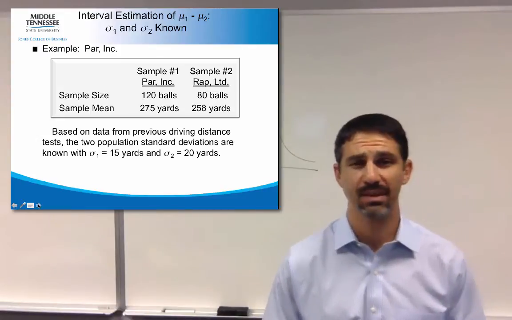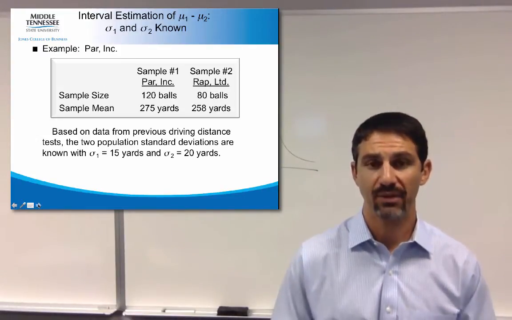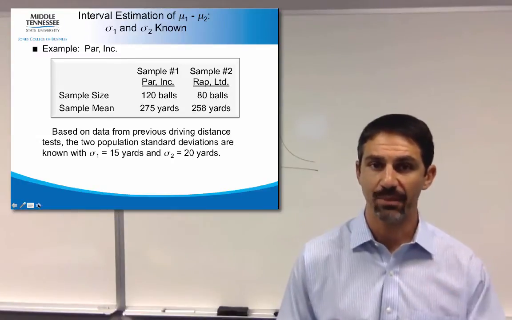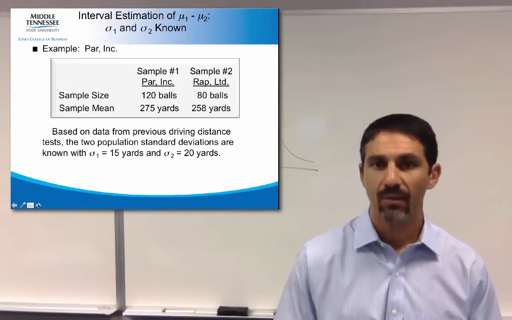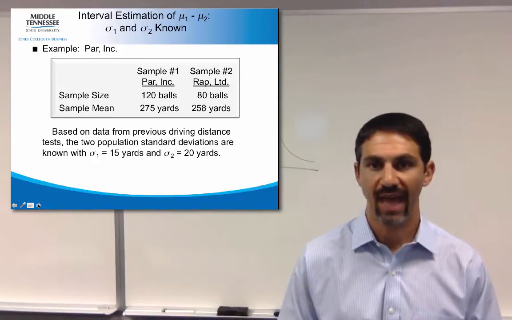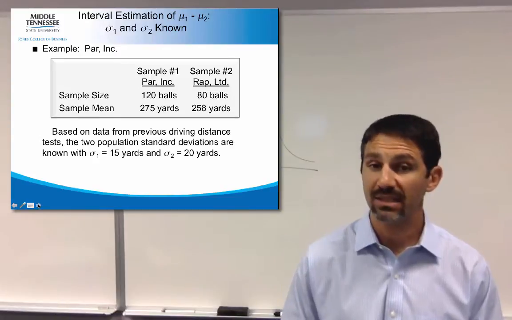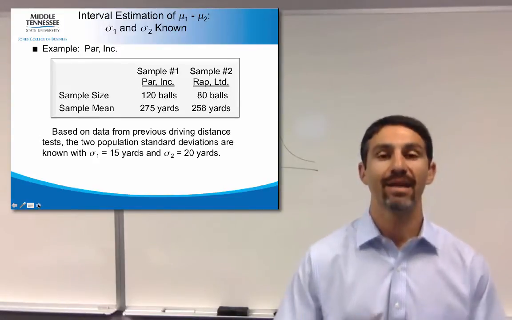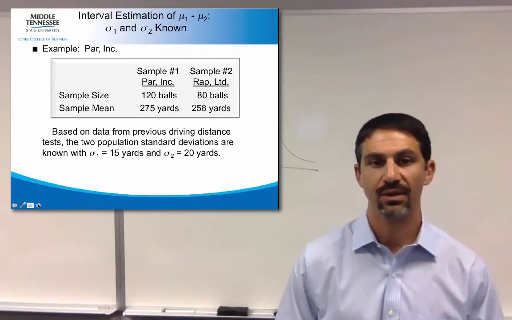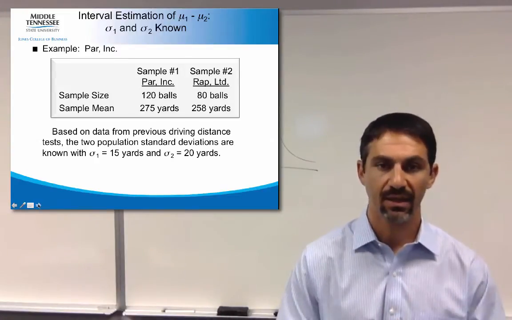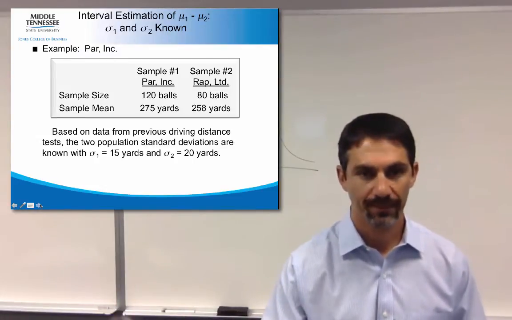We've got a sample size of 120 for Par, and those went about 275. We're going to call that sample 1. And then we're going to compare that to Wrap Limited with 80 balls and 258 yards as the sample mean. We have population standard deviations. This is based on their data that they've given to us, let's say, based on their tests. And they've got, for sample 1, it's 15 yards. For sample 2, it is 20.